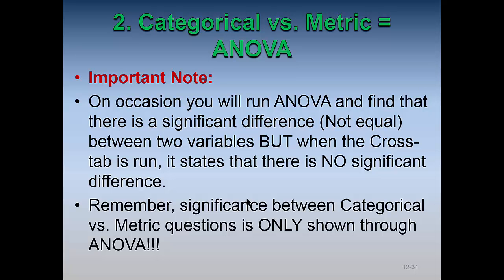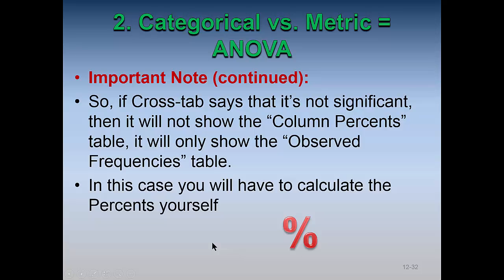So that's the process with the ANOVA. It's important to note that sometimes when you run the ANOVA, you find that there is a significant difference. You get the not equal. But when you run the crosstab, it states that there's no significant difference. Because ANOVA has already told you there is a significant difference, you should still report the crosstab difference. Remember that the significance between categorical versus metric is only shown through the ANOVA test.